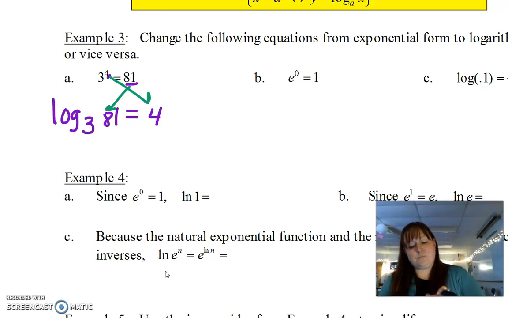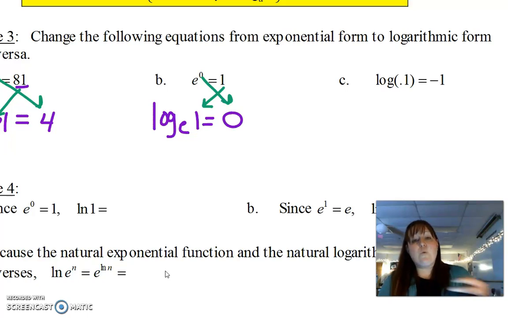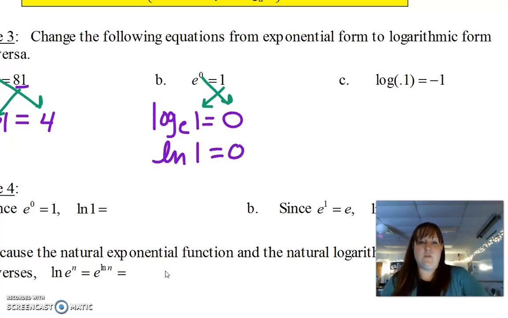So for this one, remember the base stays the same, so we have log base e. Our output becomes our input, so that's a 1. And our input becomes our output, so that's a 0. And what is log base e? Well, log base e is the natural log. So the natural log of 1 is 0.